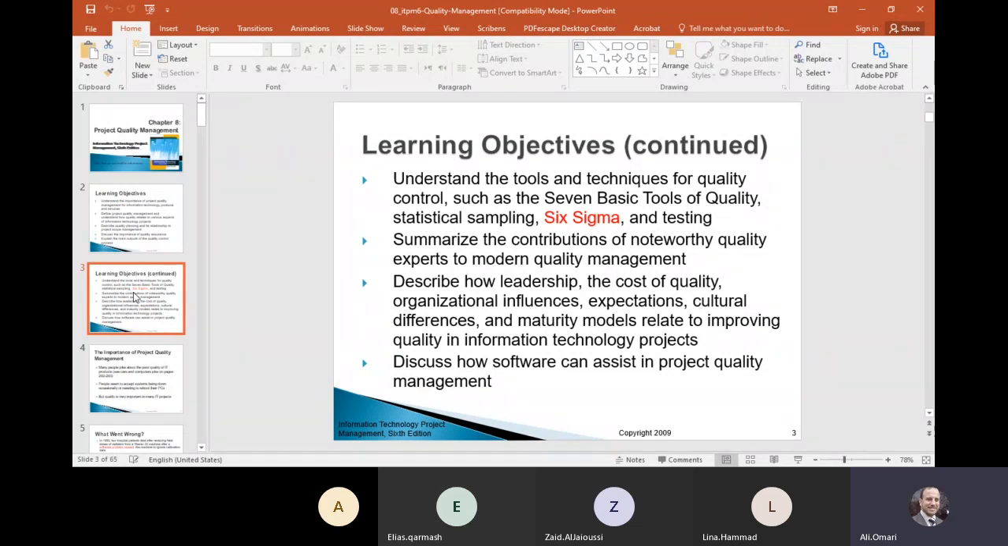That's why it is important to know those tools, also to see the contribution that is being made in quality control management, and describe how leadership, cost management, and organization influence expectation and culture that affect or improve quality management, and discuss how different software can assist in improving quality management.